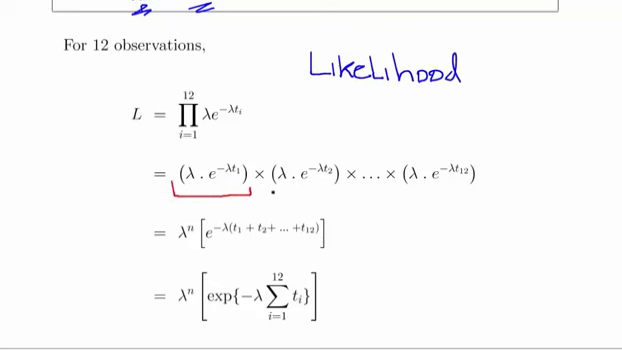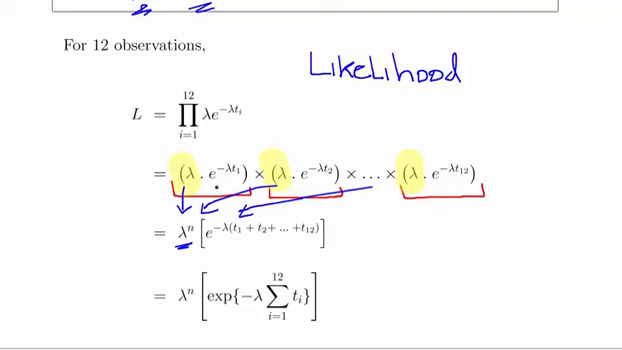It's the product of the PDF for the first patient times the PDF for the second patient all the way down to the 12th patient, okay. And in each case, the PDF is e to the minus lambda t1, t2, and so on, times lambda, okay. So we have lambda in each of these 12 cases, or n cases here, so I'm going to combine them as lambda to the power of n.